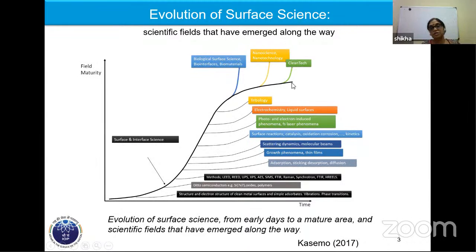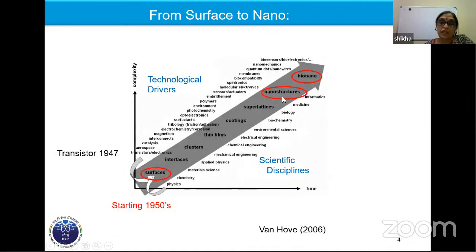And if we even concentrate on something like these two techniques, starting from 1950, various generations of achievements have taken place. Many scientific disciplines are involved, going all the way from physics, chemistry, material science to something like biology, medicine. And similarly, there are many technological drivers, starting from transistors and then moving on to quantum dots and nanomechanics. So this vast field is very difficult to assess, but numerous applications are coming out of these fields every day, which is driving the technology.